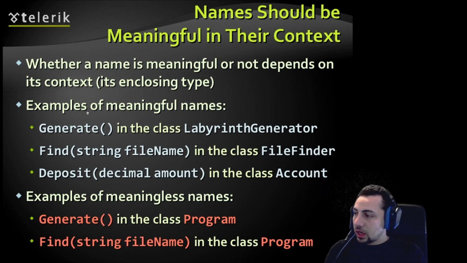When you lose context, you lose a lot more information. So it's all about naming not just the methods, but the classes themselves. A class called program that generates, is that going to generate a program? Probably not. There's probably something behind that.